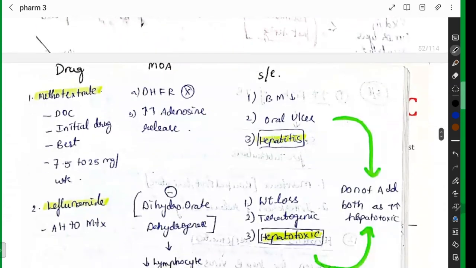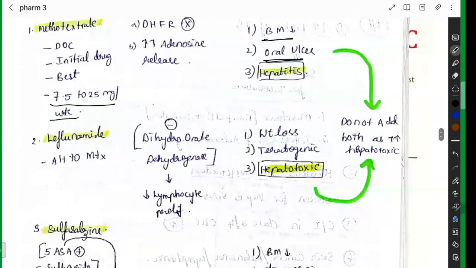What are they? Number one, we have already read about methotrexate in anti-cancer treatment. It is the drug of choice, the initial drug, given at 7.5 to 25 mg per week. It acts as a dihydrofolate reductase inhibitor or adenosine release inhibitor. The side effects are bone marrow suppression, oral ulcer, and hepatitis. We have already seen this while discussing anti-neoplastic drugs.